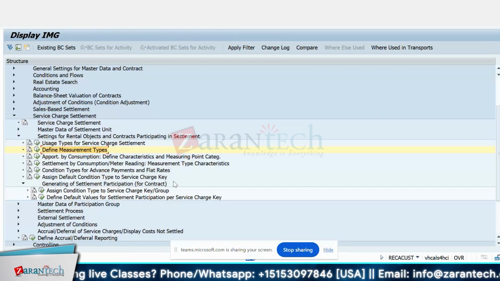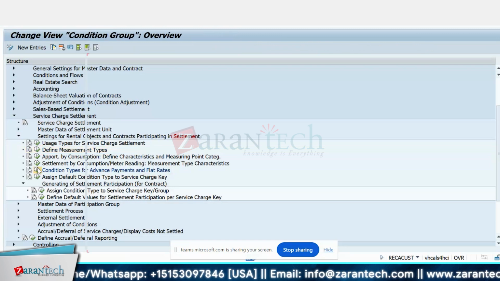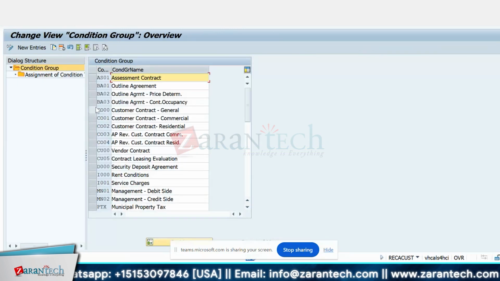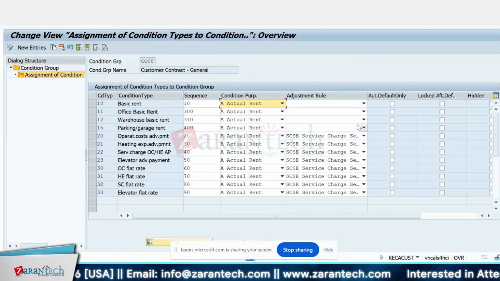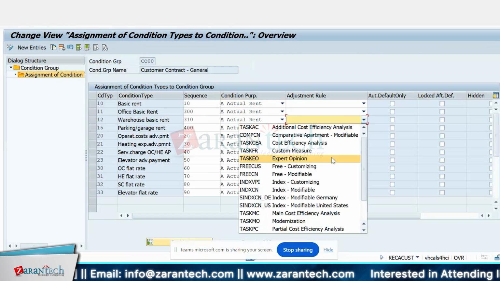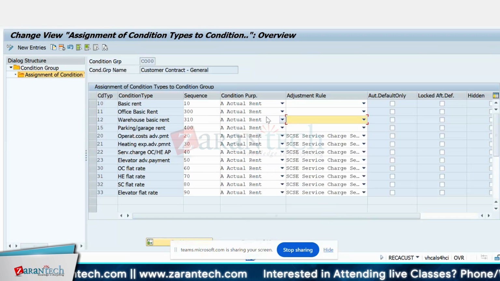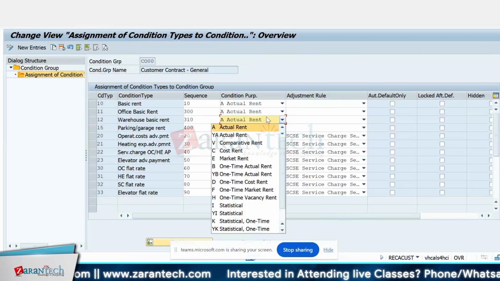Then the major reading condition types for advance payment and flat rate. Condition grouping. Over here we define condition purpose, like condition rules, advance payment, flat rate, what exactly it is. And adjustment rules are also there. Adjustment rule, is anyone aware how exactly adjustment rules are used?